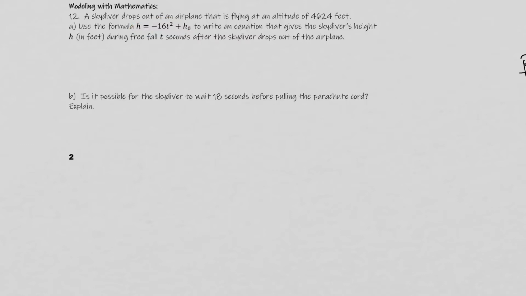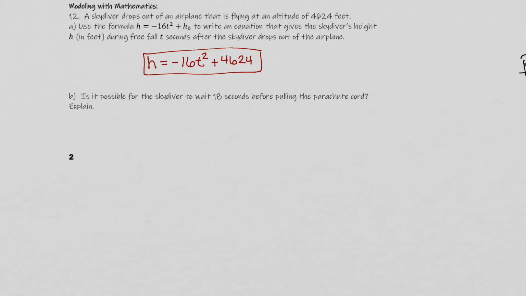Okay, but this says the airplane is at an altitude of 4,624 feet. And it wants us to write the equation that gives that height during the free fall, okay? So we need the equation of our parabola. Well, our height is going to equal a negative 16t squared, okay? So that's however long they're in the air, but my initial height is 4,624, okay? So that's the equation.